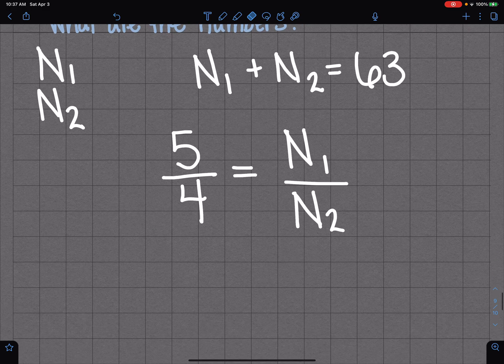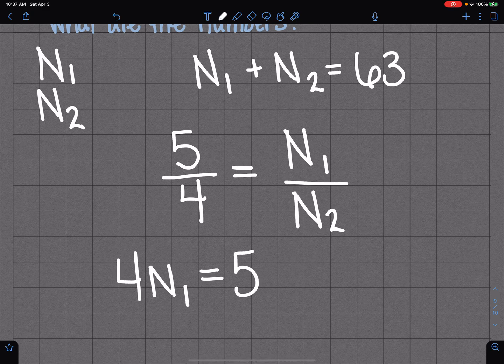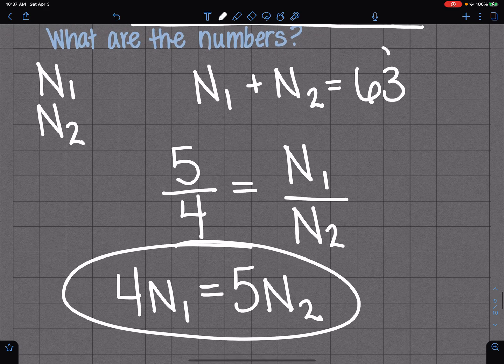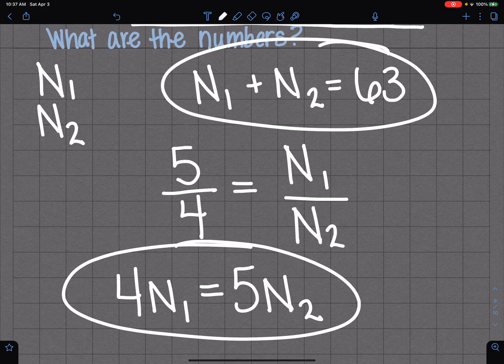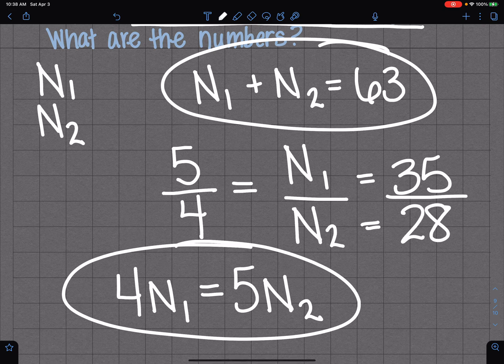And the way I solve this is I cross multiply, right? So it's going to be 4 times N1 is equal to 5 times N2. And that's the ratio. So it's this equation and this equation, and that's what you use to solve the problems. If you do it, N1 is going to be 35 and N2 is going to be 28. So you can do it if you want, but like I said, this is the important part. This and this one especially, because that's really tricky.